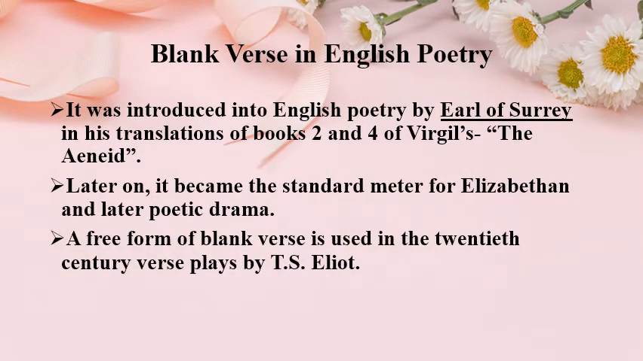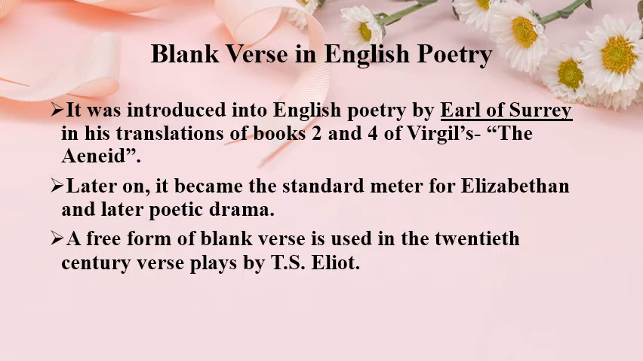And if we look at the wide use of blank verse, as I have made it very clear to you in the first slide, it is widely used in English poetry because it is closest to the natural rhythm of speech, and it was introduced into English poetry by Earl of Surrey in his translations of Book 2nd and Book 4th of Virgil's epic The Aeneid. And later on, this form of poetry became the standard meter for Elizabethan and later poetic drama.